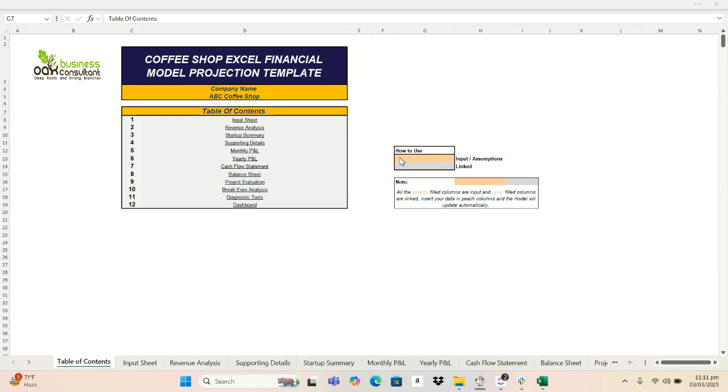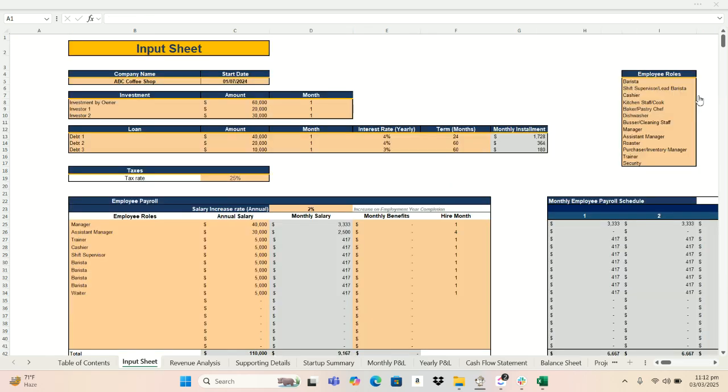Here's a little note on how to use the cells. All the peach cells filled columns are input and gray filled columns are linked. Insert your data in peach columns and the model will automatically update.